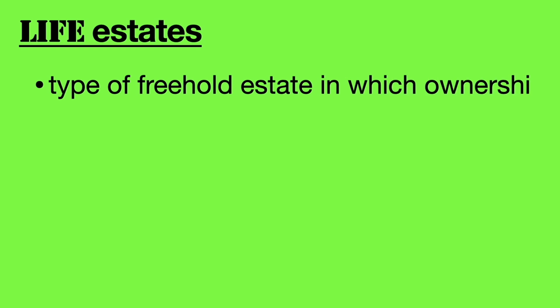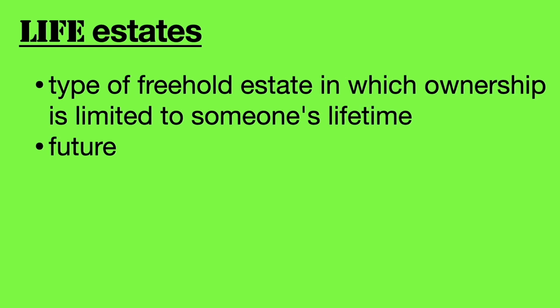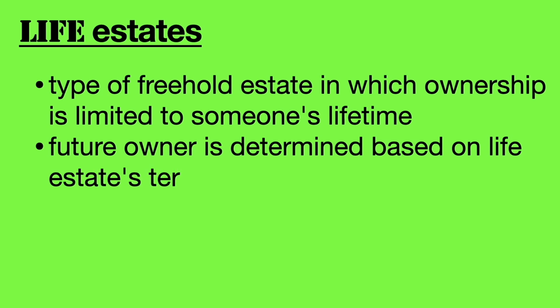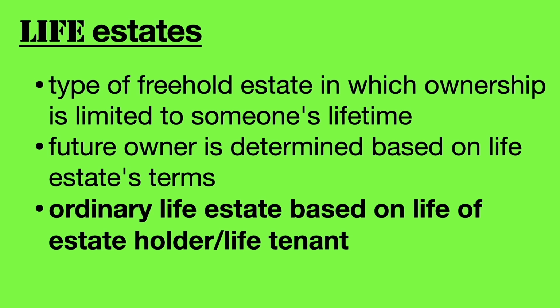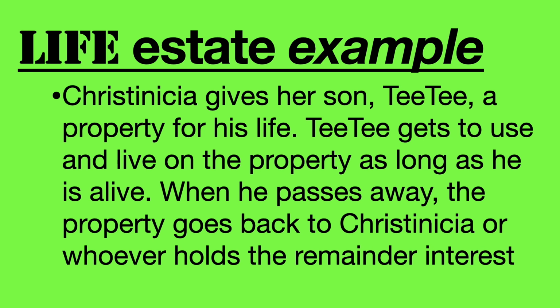A life estate is a type of freehold estate in which ownership is limited to someone's lifetime. The future owner is determined based on the life estate's terms. An ordinary life estate is based on the life of the estate holder, the life tenant. For example, Kristanicia gives her son TT a property for his life. TT gets to use and live on the property as long as he's alive. When he passes away, the property automatically goes back to, ding ding ding, Kristanicia, or whoever holds the remainder interest.